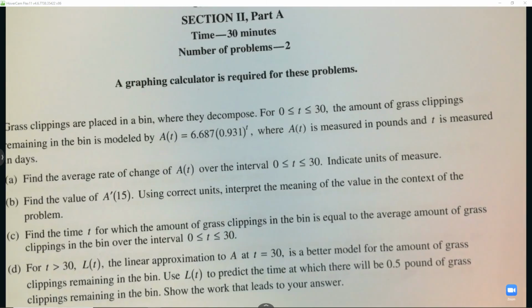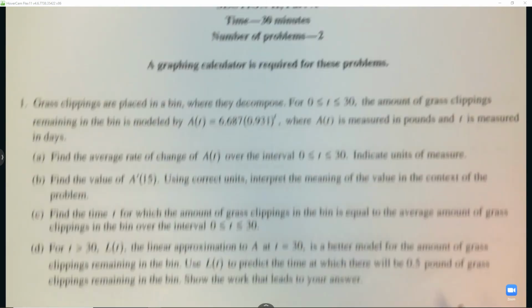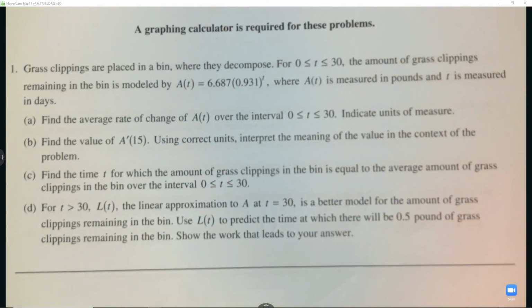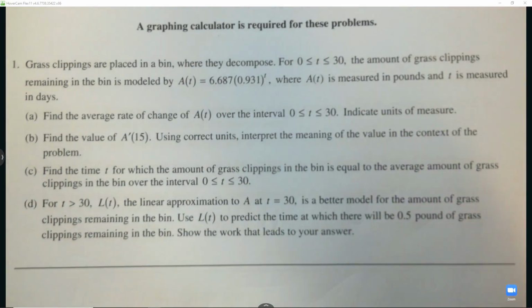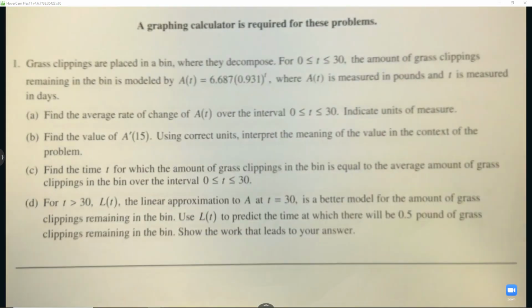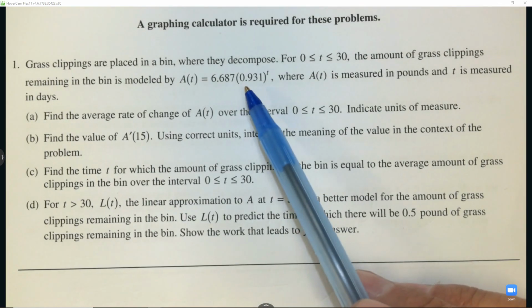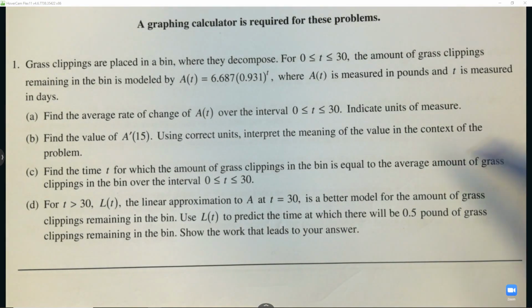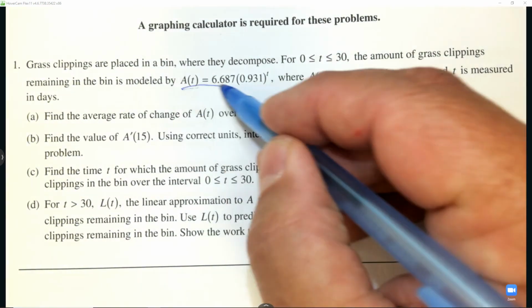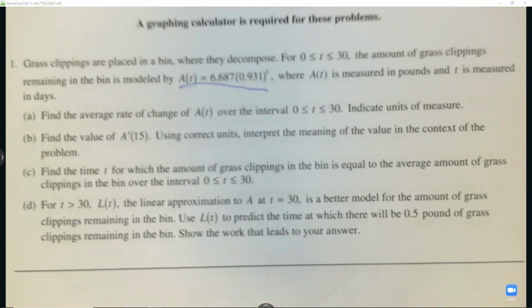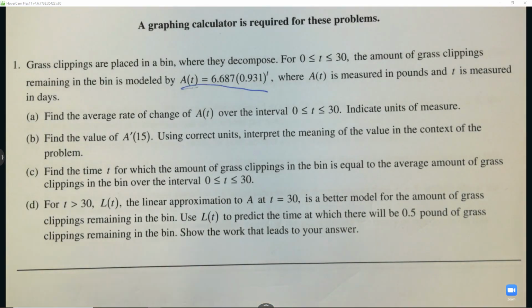All right, where are we at? 2014. Again, a rate story. There's something happening at a rate, and when you integrate, it tells you how much. Grass clippings are placed in a bin where they decompose from 0 to 30, and there's this equation. So you know what I'm going to do first. I'm going to put that equation in the calculator before I go any further.